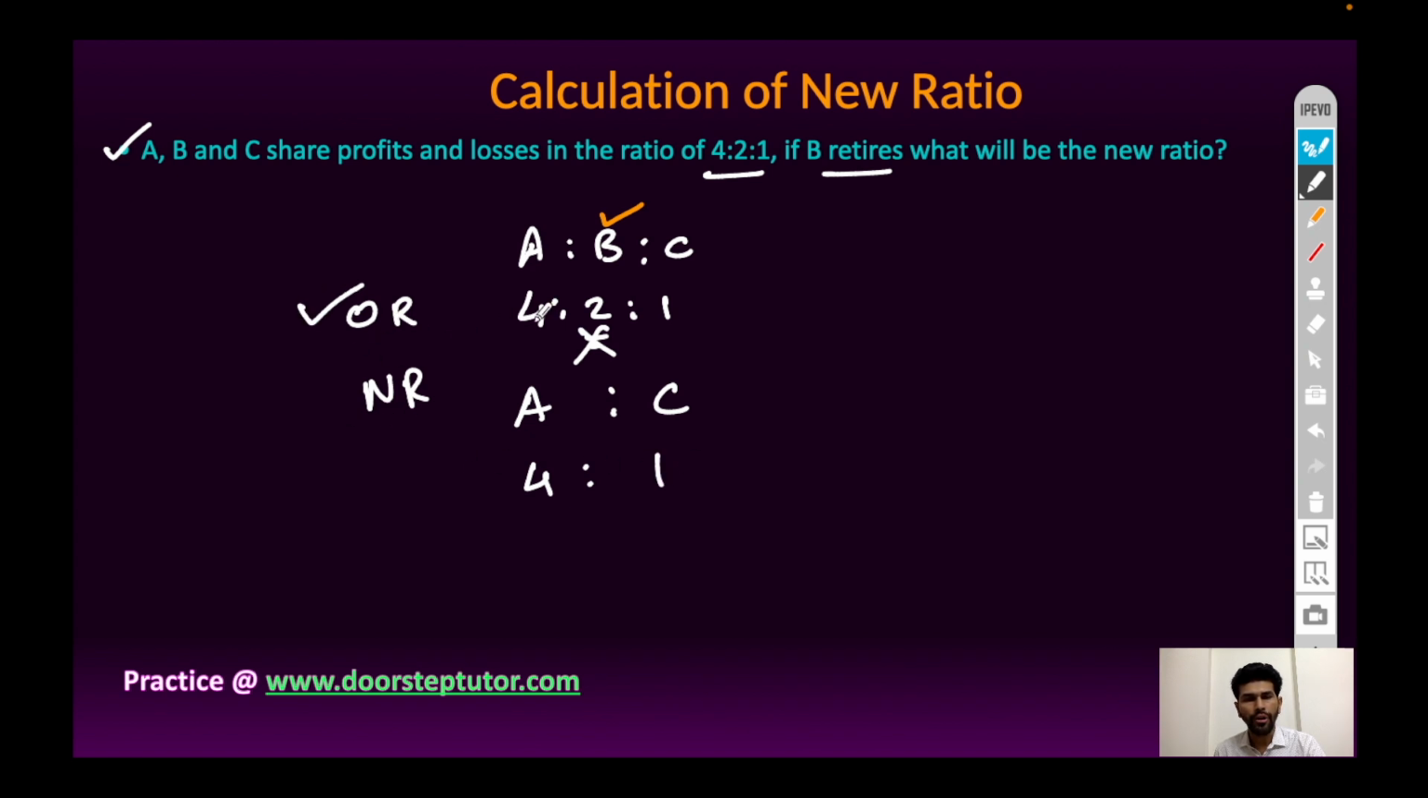Old ratio is 4 is to 2 is to 1 among partners A, B, and C. At the time of retirement of partner B, his share of profit will be ignored and new ratio will be 4 is to 1 among A and C.